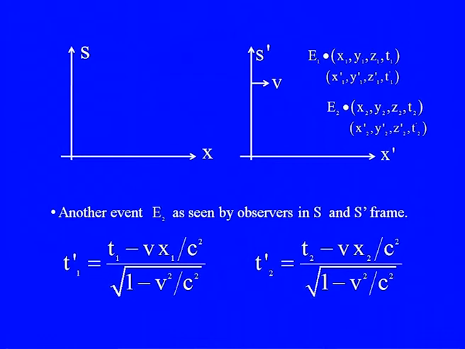Now, if you talk of another event, seen by the observer in the S and S prime frames, it has occurred at a different position and time altogether. So what's the relation between these time components? We know t1 prime is equal to t1 minus v x1 by c squared, divided by root over 1 minus v squared by c squared. And the same for the second measured time in frame S prime: t2 prime is t2 minus v x2 by c squared, divided by root over 1 minus v squared by c squared. Remember, the unprimed quantities are for the S frame, and the primed quantities are for the S prime frame.